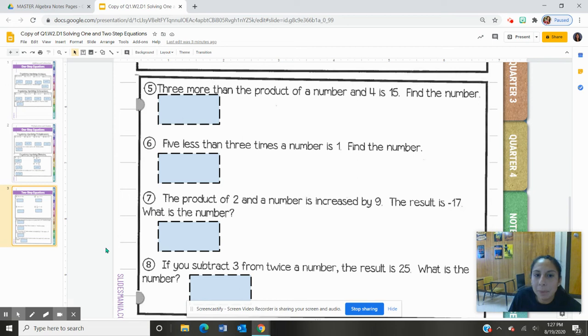Okay, for problem number 5, it says 3 more than is another word for saying you're adding. So 3 more than the product, that means you're multiplying a number and 4. So since we have to multiply a number and 4, we're going to write those side by side. 4x is means equals 15. So it is equal to 15. And now we just have to work it out and find the number.